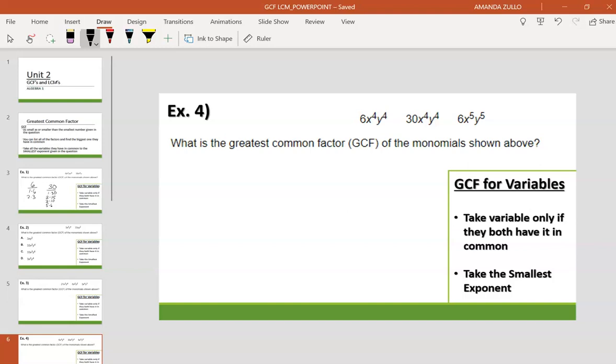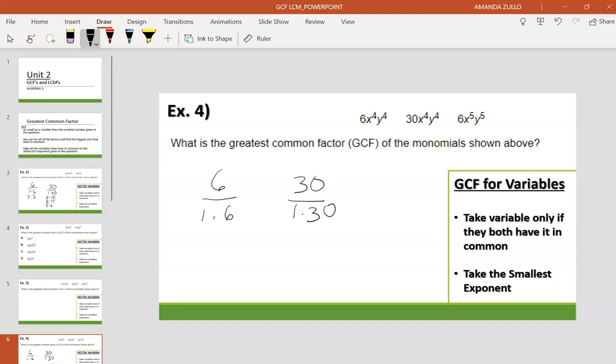So for example number 4, we have 3 terms. And they're asking what is the greatest common factor of the monomials shown above. So same question that we've been asked, but now we have 3 numbers, and fortunately 2 of these numbers are exactly the same. So all I'm doing is looking for the factors of 6 and 30. And guess what? Luckily for us, we already listed them.